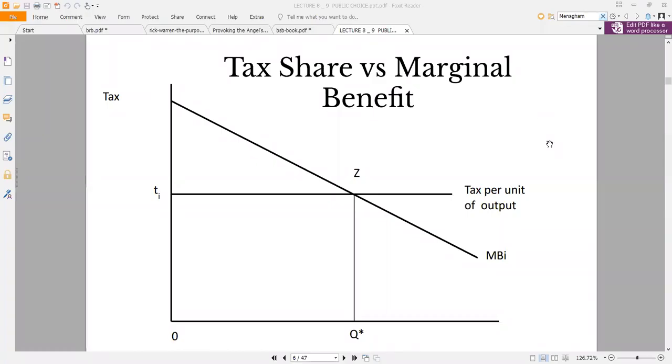All right, so just as I said earlier, the individual voter will vote for a particular quantity where the tax share is exactly equal to what? The marginal benefit. So at point Z, the tax share is exactly equal to the marginal benefit. So this individual will vote for quantity Q star.